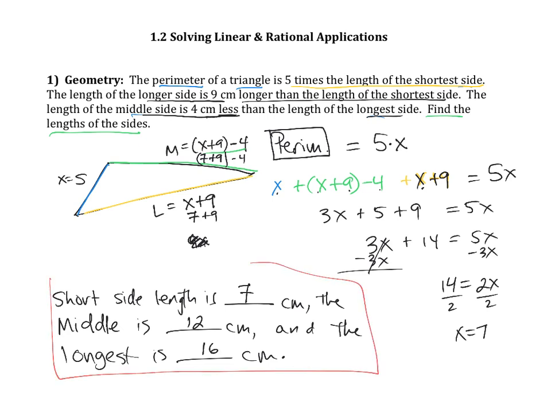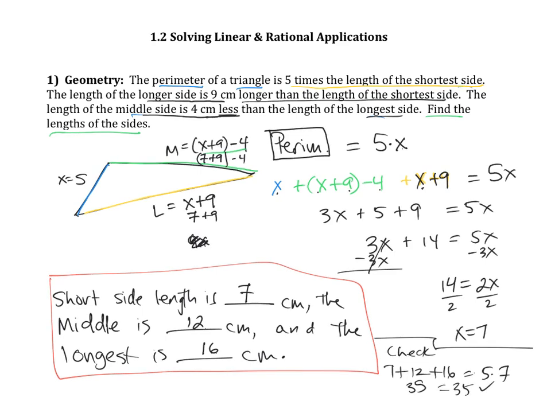Okay, so we write our answer into a sentence and then just double check, does that really work? Is the perimeter actually 5 times x? If we added all these up, 7 plus 12 plus 16, that gives us 35. And is that really equal to 5 times x? 5 times 7, yeah, that's 35. So we just double check that it actually makes sense, and that's done.